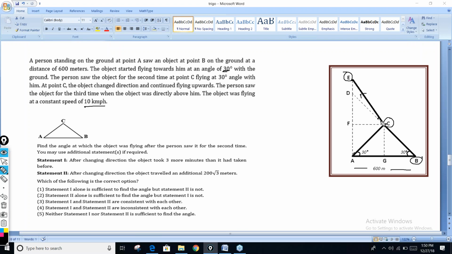After it for the second time, meaning after seeing it here, at what angle was it rising? So I will call this angle theta. After changing the direction, the object took 3 more minutes than it had taken before. Means from here to here, if it took x minutes, then this time was 3 minutes more. So if this time was x, this time should be x plus 3.